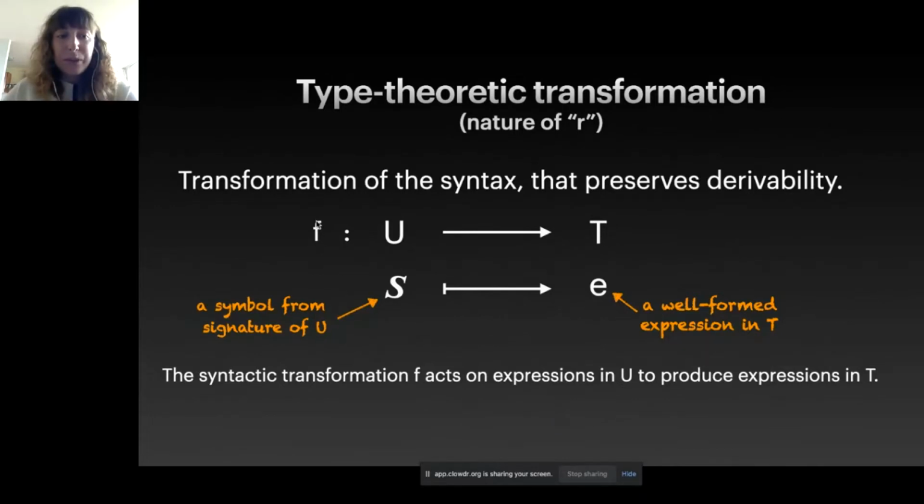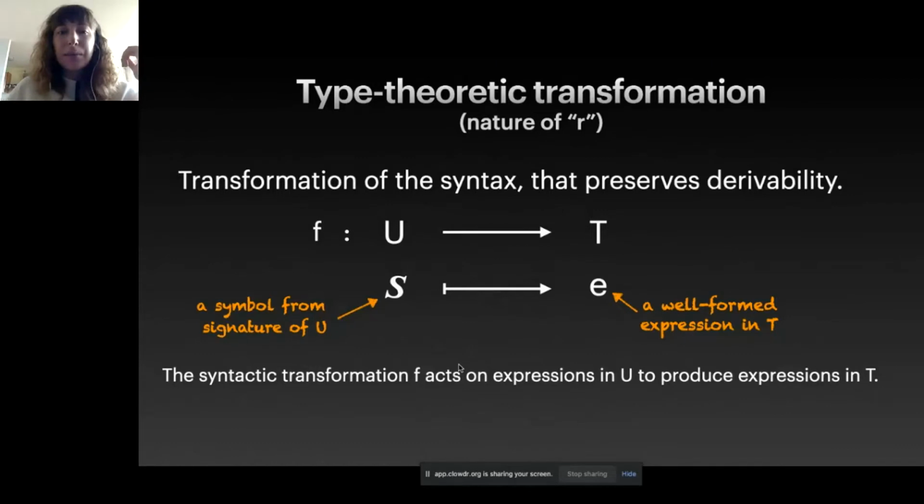So we will say that we have a transformation of the syntax if we have type theory U and some type theory T, and for every symbol from the signature of U, we give a well-formed expression in T. Okay, so we map symbols to expressions, and the syntactic transformation will then act on expressions in U, because here we only map symbols, but we can imagine how it acts on expressions to produce expressions in T, right? So we will write F star for the action of a transformation on an expression.